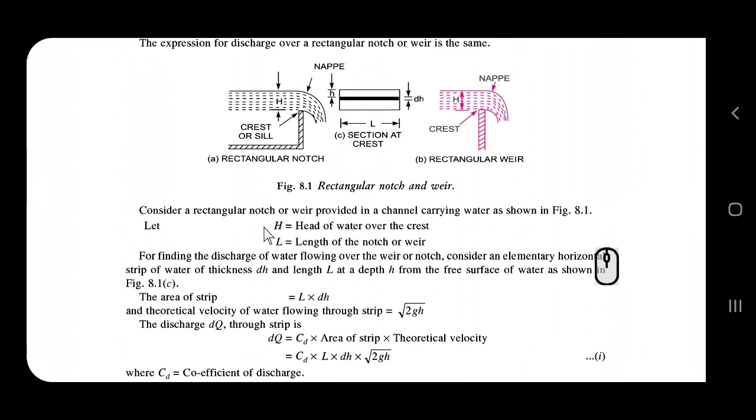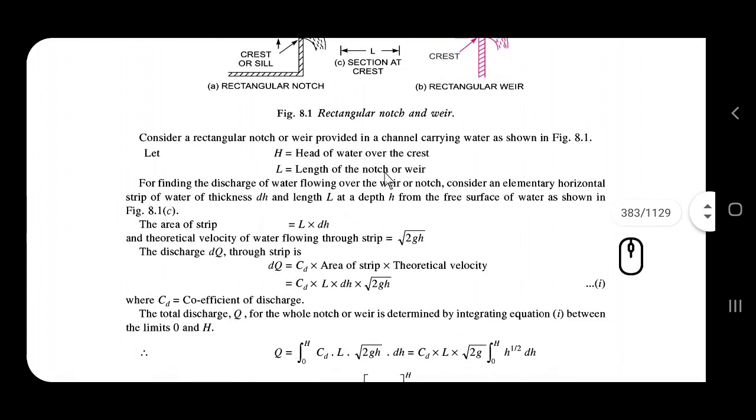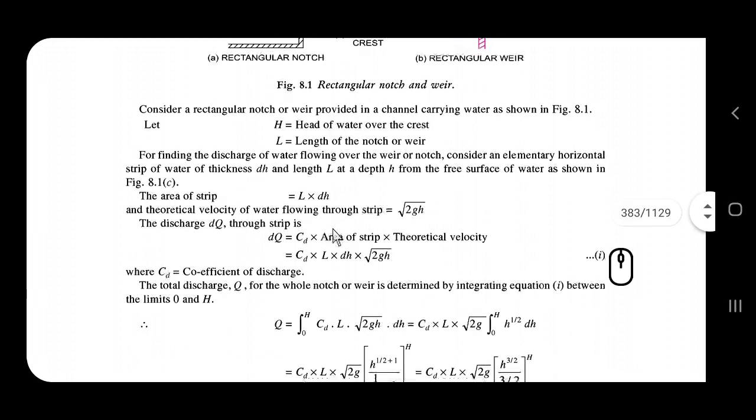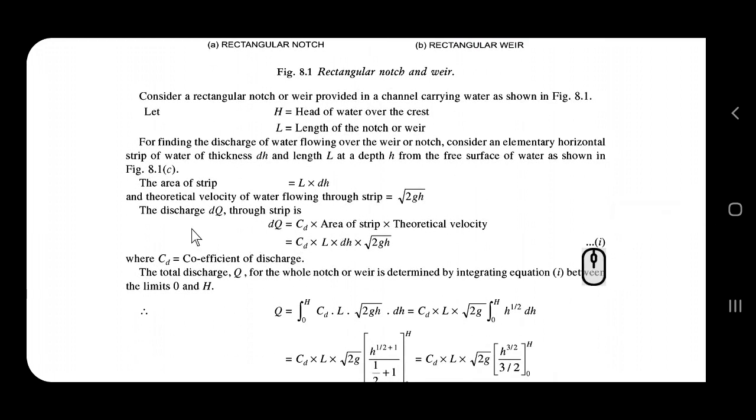So consider a rectangular notch or weir provided in a channel carrying water. This figure depicts that. For finding the discharge of water flowing over the weir or notch, consider an elementary horizontal strip, as I have already said. The dimensions are length capital L and dh is the height. And we already know that the theoretical velocity of water flowing through the strip is root 2gh. That equation is already known.